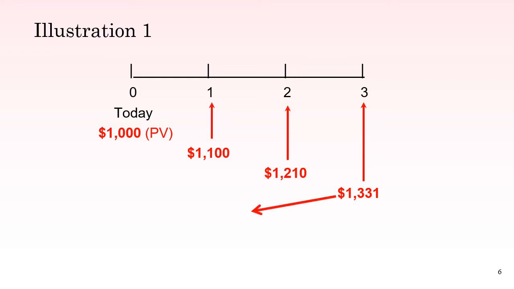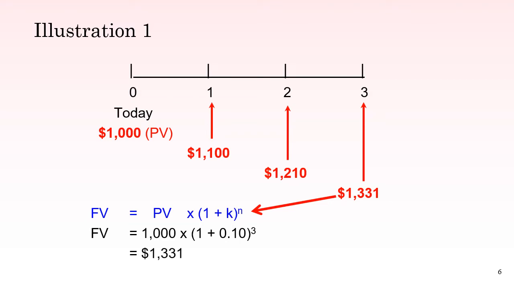The answer in illustration 1 can be rewritten as a formula. This is the formula: FV equals PV times bracket 1 plus K bracket to the power n. So in fact, if you substitute the figures, you can find the same answer here.